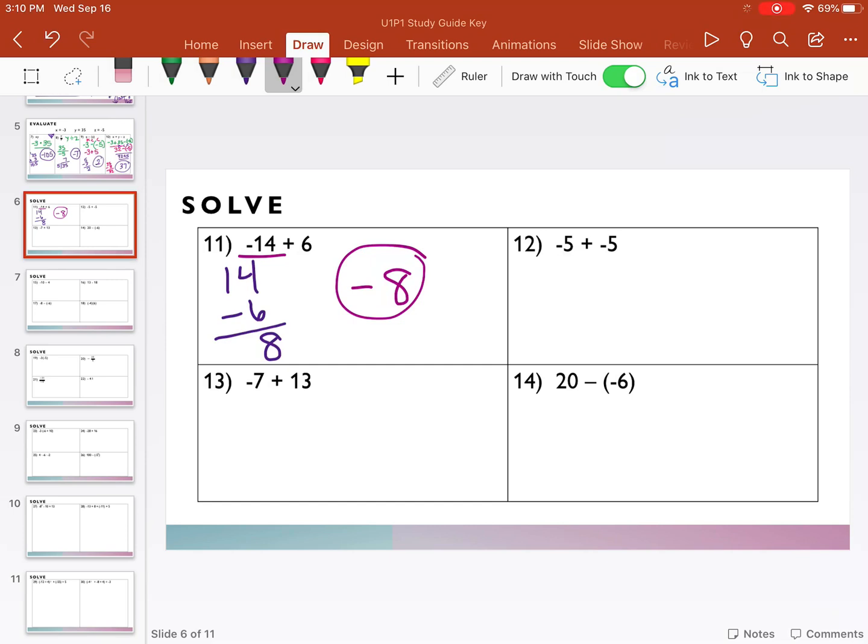Number 12. Negative 5 plus negative 5. Same signs, add and keep. So I'm going to add. 5 plus 5 is 10. Keep the sign, which is negative. Negative 10 is my answer.